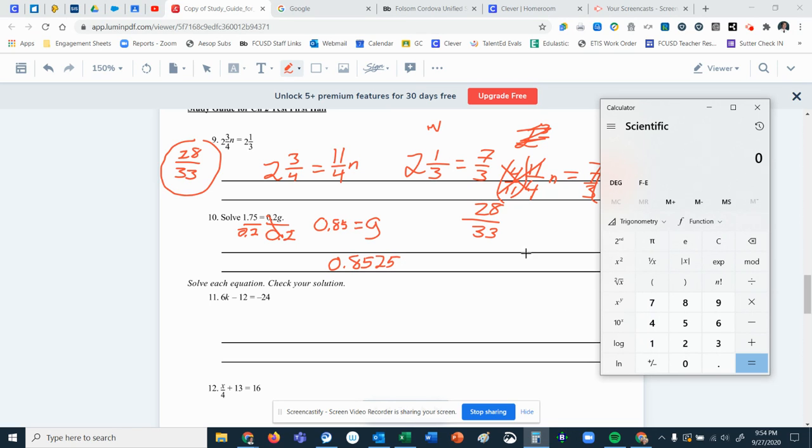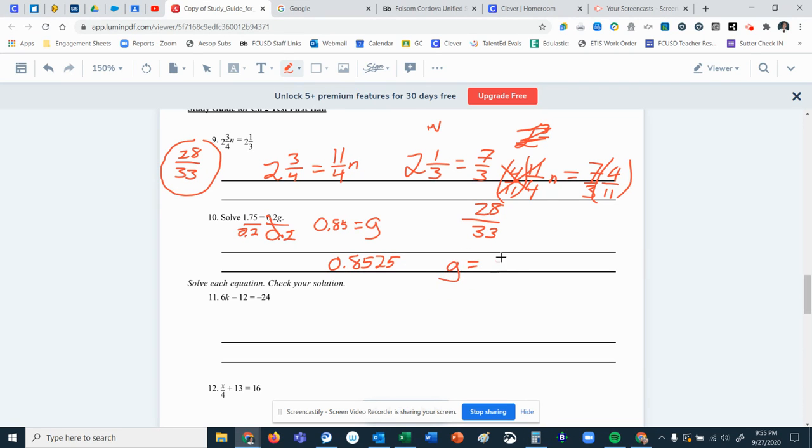So here I'm going to type in 1.75 divided by 0.2, I get 8.75. So yeah, close. I didn't quite get it in my head. g is equal to 8.75. All right, there you go. Oh, I see why I should have added those two, and I messed up with the decimal. Oh well. All right, problem 11.